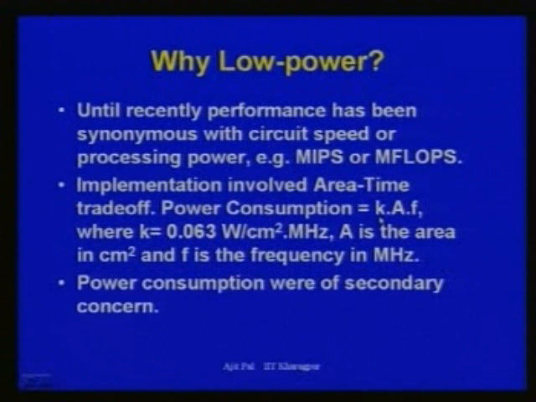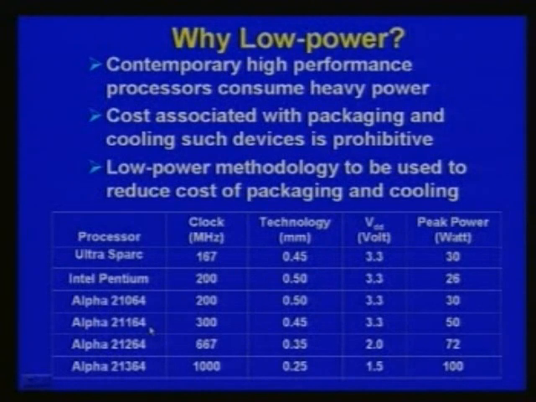Say power consumption is equal to K into A and F, where K is a constant roughly equal to 0.063 watts per centimeter square per megahertz, A is the area in centimeter square, and F is the frequency in megahertz. And in those days, power consumption was of secondary concern. People were not bothered about power consumption. Now, let us see why power consumption has become so important.